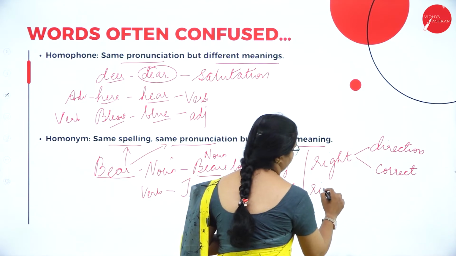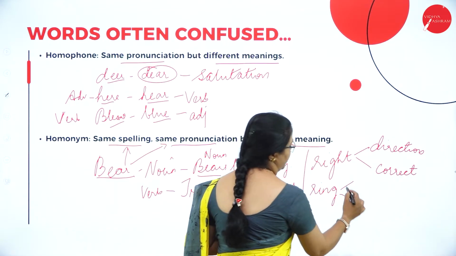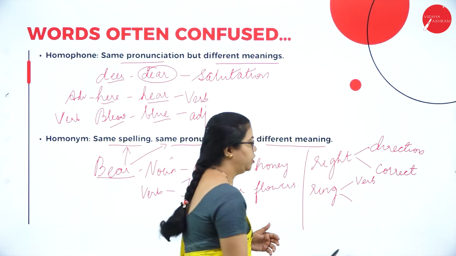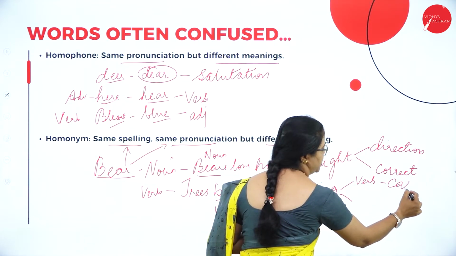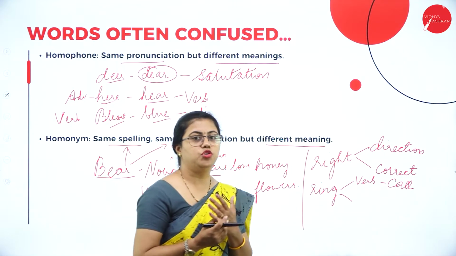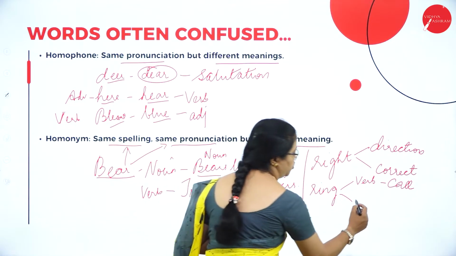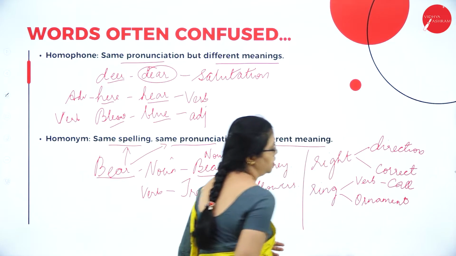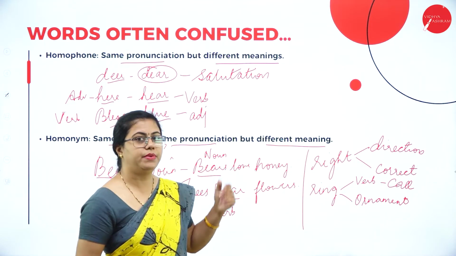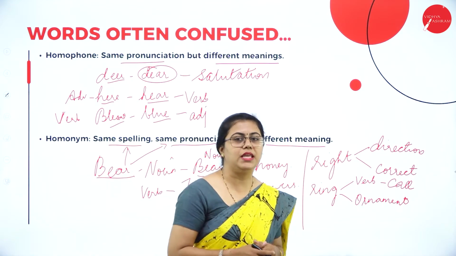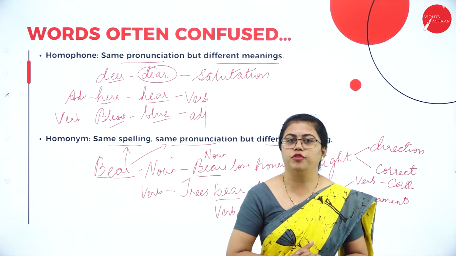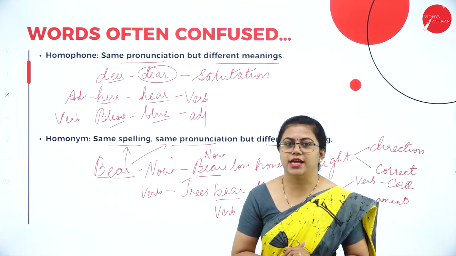Another example is ring. Ring, again, is used as a verb to call somebody. You use it as a verb, that is to call somebody, and that is the ring which you have on your finger, right? So you use it as an ornament. So that is a ring. So these are the examples of homonyms. There are many more homonyms. A very vast vocabulary of homonyms is there. So we shall discuss that in the class.